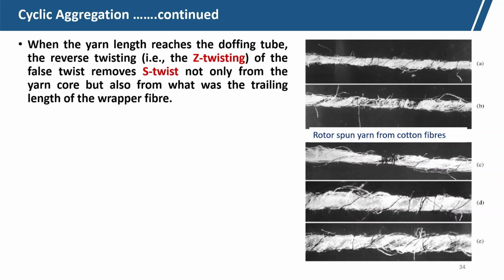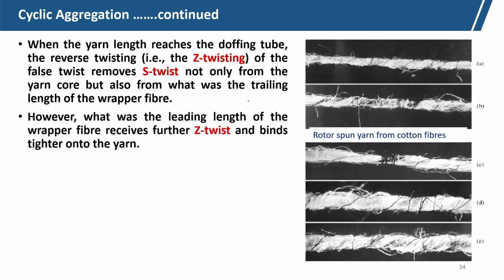When the yarn length reaches the doffing tube, the reverse twisting, that is the Z twisting of the false twist, removes S twist not only from the yarn core, but also from the trailing length of the wrapper fiber. So, this false twist will also remove the twist from the wrapper fibers. However, what was the leading end length of the wrapper fiber receives the Z twist and binds together into the yarn.